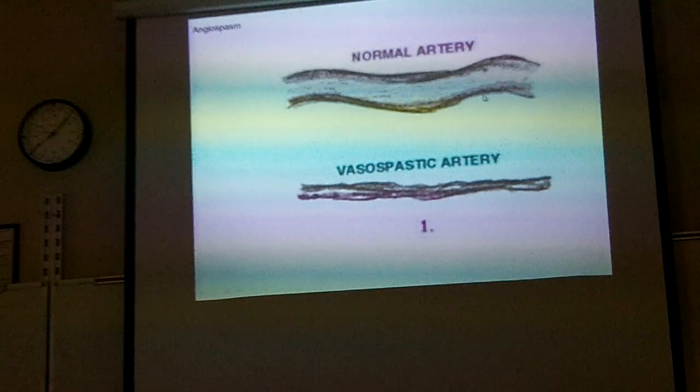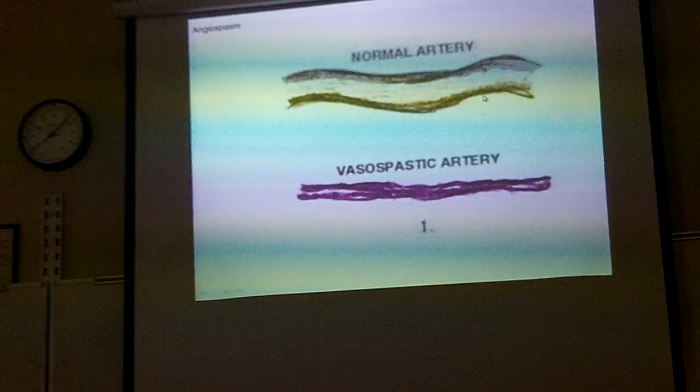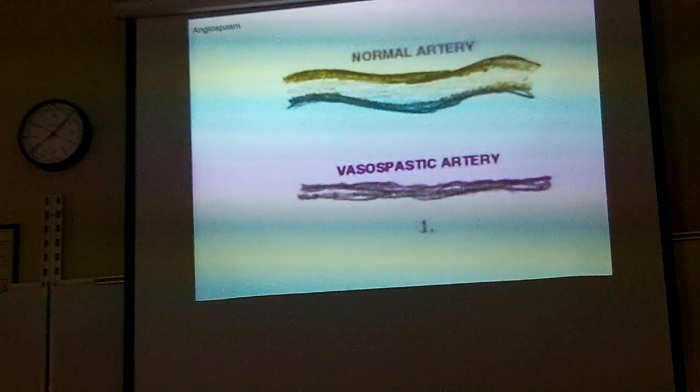So if the blood vessel spasms, it closes up. That's what happens when you get injured. It will spasm to help stop the bleeding.